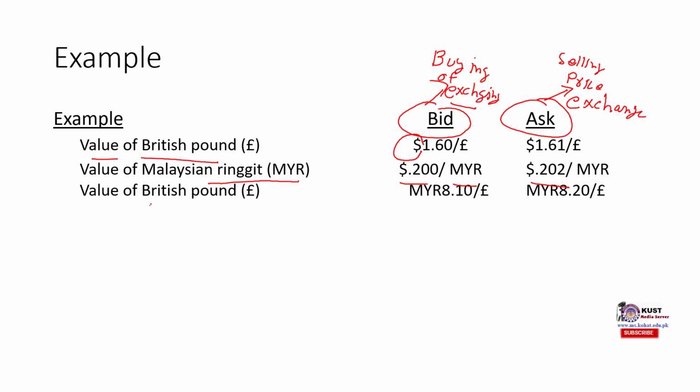Then we have the value of British pounds in terms of Malaysian ringgits. So 1 British pound is 8.10. The bank buys 1 pound from us at 8.10 and sells to us 1 pound at 8.20 Malaysian ringgit.